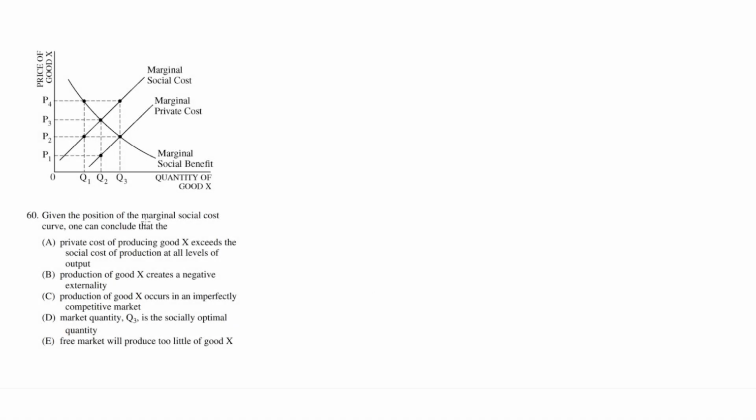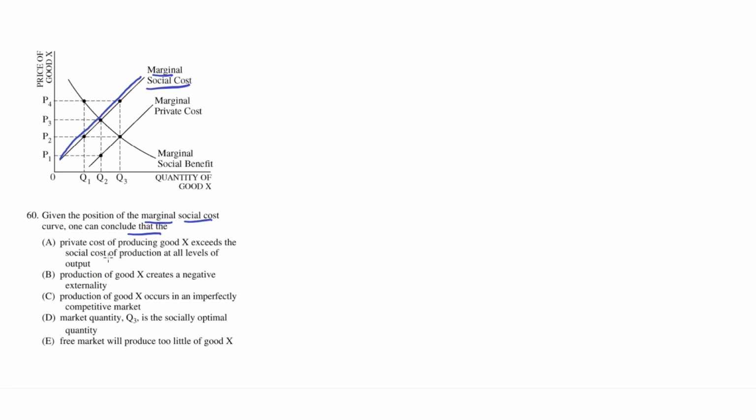Given the position of the marginal social cost curve, one can conclude that the blank. So in this question, we're given a graph here of price of good X by quantity of good X with three different curves on it. And we're told that given the position of the marginal social cost curve, which is this curve up here, represented by this line here, we can conclude that one of these statements is true.